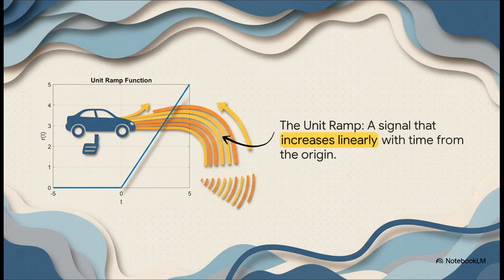And the third member of this family is the unit ramp. As the name suggests, it's just at 0 until a certain point, and then it starts increasing at a perfectly steady, linear rate. A great way to picture this is smoothly pressing down on a car's accelerator and just holding it in that exact same spot.